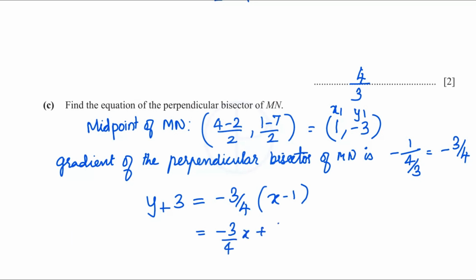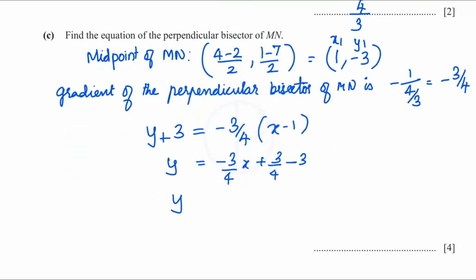-3/4x plus 3/4. The 3 when it goes to the right hand side will become -3. So y is equal to -3/4x, and 3/4 minus 12 divided by 4 is -9/4. So y is equal to -3/4x minus 9/4.